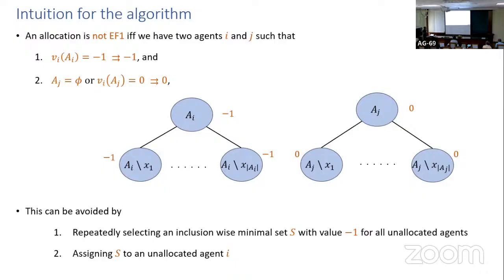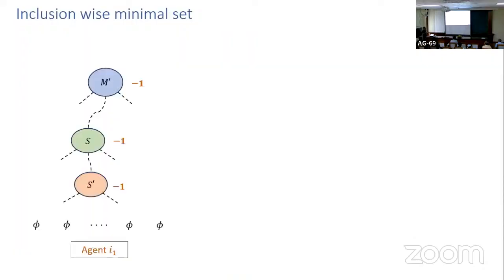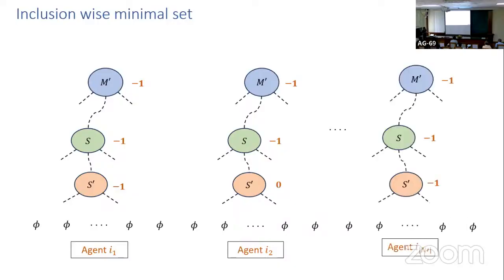We repeatedly select an inclusion-wise minimal subset with value -1 for all unallocated agents, and we assign that subset to an agent. So what do we mean by an inclusion-wise minimal subset that has value -1? Let us see. Let M prime be the set of unallocated items currently, and agents i1, i2 up to i n prime are the agents that are currently unallocated; I mean, they haven't received any bundle till now. If any one of the remaining agents values M prime at 0, we simply assign that subset M prime to it. So we assume that all the agents value M prime at -1.